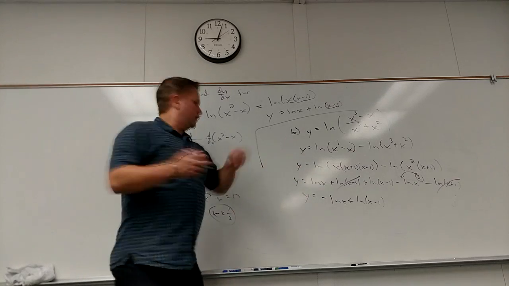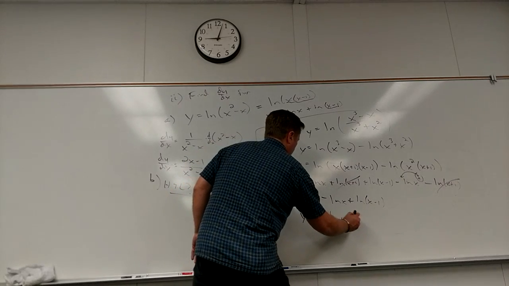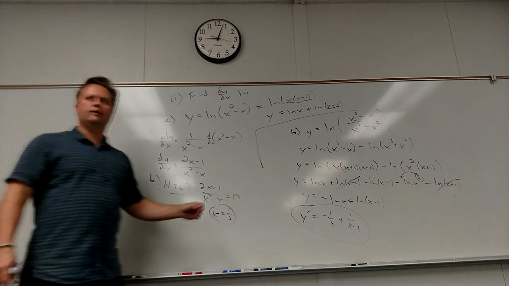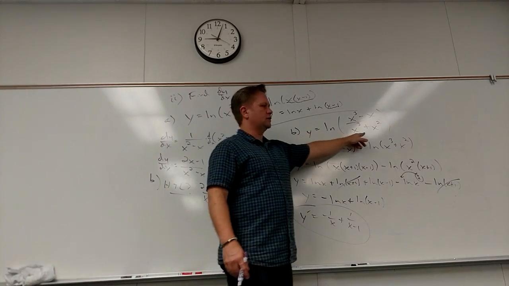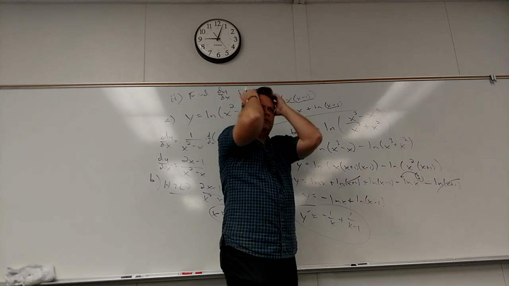And now I can do the derivative. What's the derivative of this? y prime equals negative 1 over x plus 1 over x minus 1. Yay! But my God, I have a special place in my heart for those people that just leave it like this and start to, oh my God, I don't want to do that.